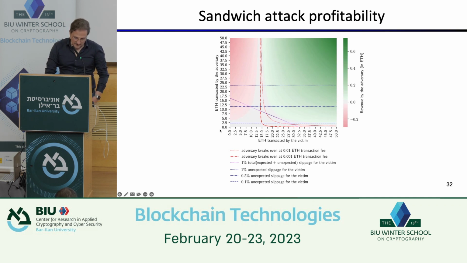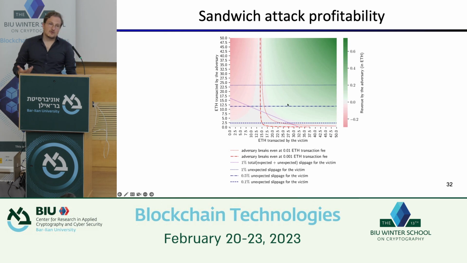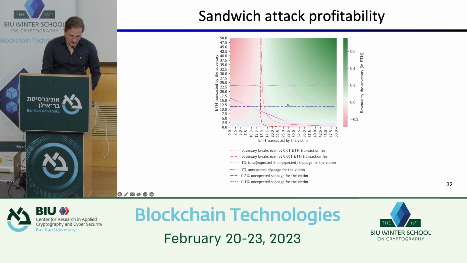On the y-axis, you can see the ETH transacted by the adversary to perform the sandwich. You can see that the bigger the transaction volume of the victim, the more likely we end up in a green area. This is the area where you can make a profit as a sandwich attacker. So the parameters you can think of are: how much is the victim transacting?